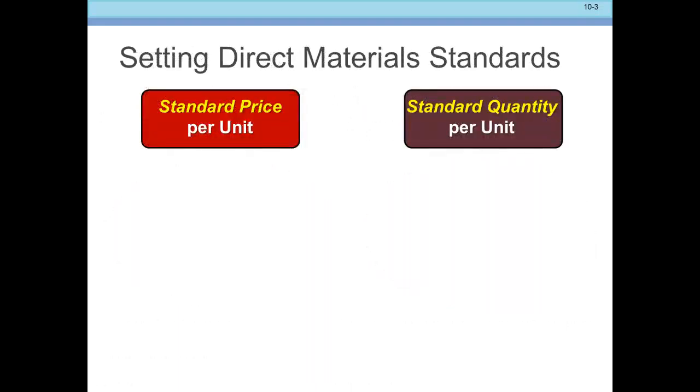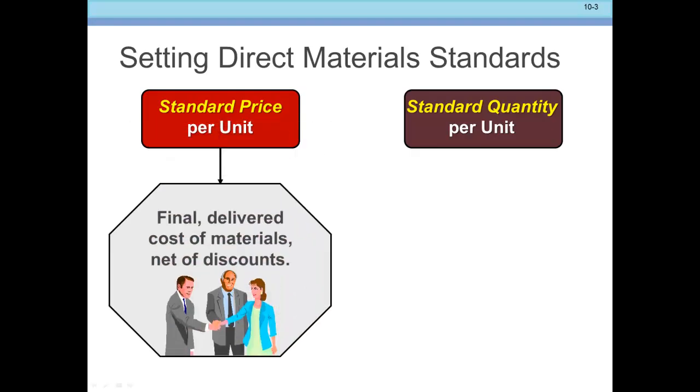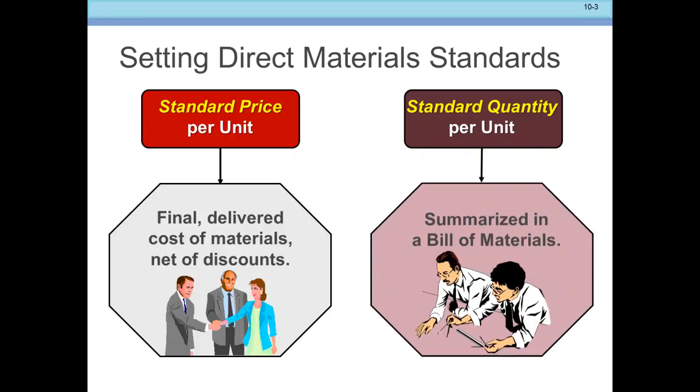The standard price per unit for direct materials should reflect the final delivered cost of the materials, net of any discounts taken. The standard quantity per unit for direct materials should reflect the amount of raw materials required for each unit of finished product, as well as an allowance for unavoidable waste, spoilage, and other normal inefficiencies. These are summarized on a bill of materials.